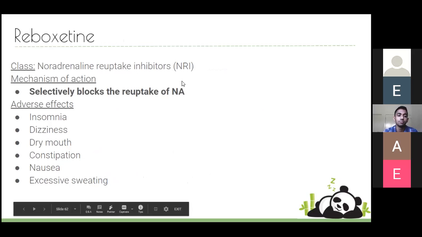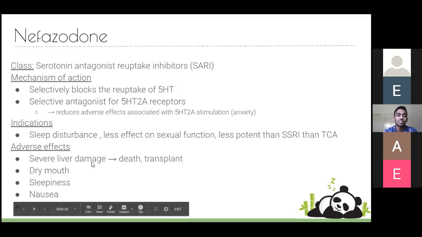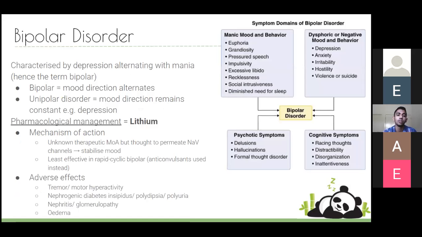Reboxetine does what it says it does. So it blocks reuptake of NORAD. Nefazodone, SARI. So not only is it going to block the reuptake of NORAD, it's going to actually antagonize the receptors, but it's going to also be used in anxiety as well. Side effects, probably severe liver damage, mainly focus on, but nothing else is that important. So a lot of different anxiety disorders also use antidepressants as well. This is just for your interest, but not that important.